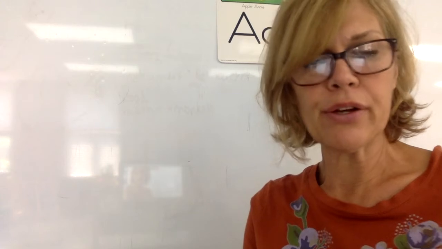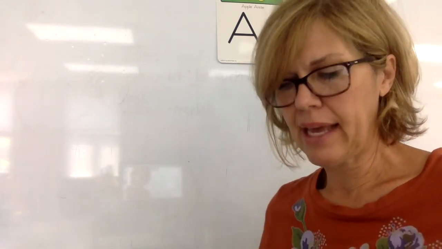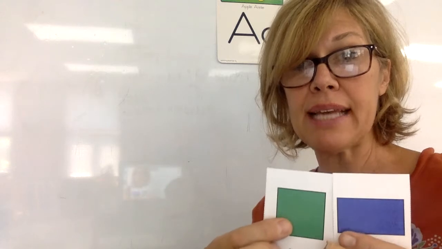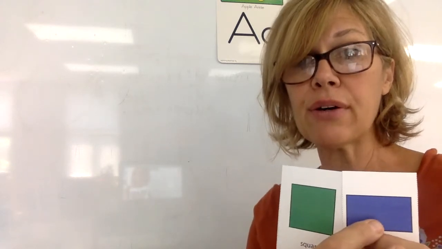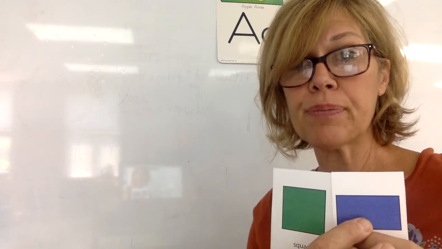So far we've been learning about the rectangle and the square. And remember, the difference is the square has to have all the sides be the same length. The rectangle can have 2 sides that are longer and 2 sides that are shorter.